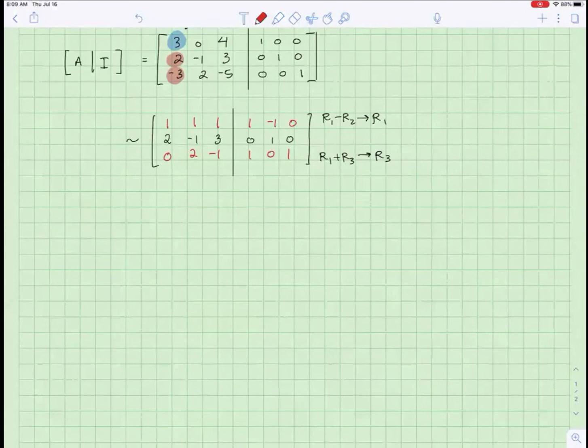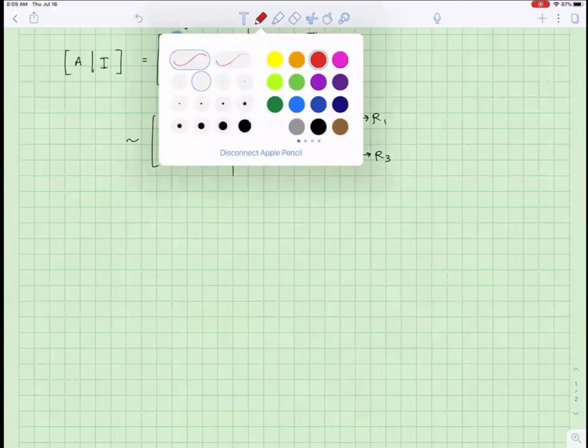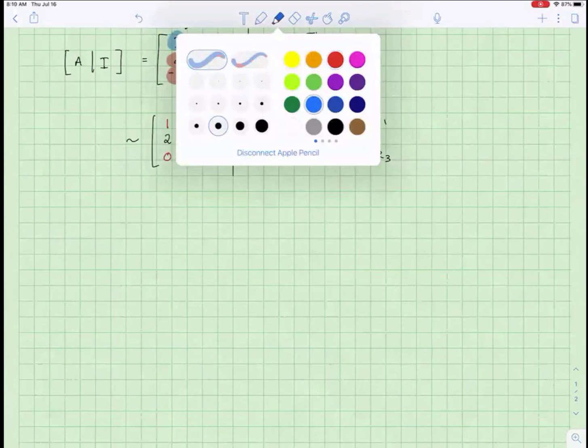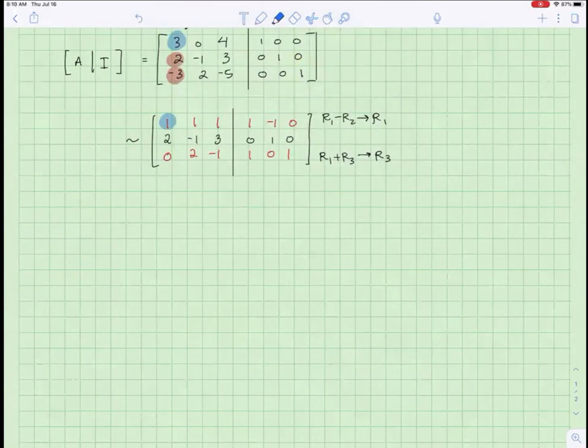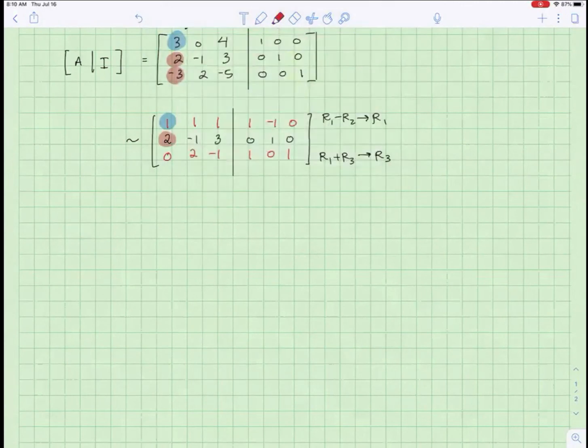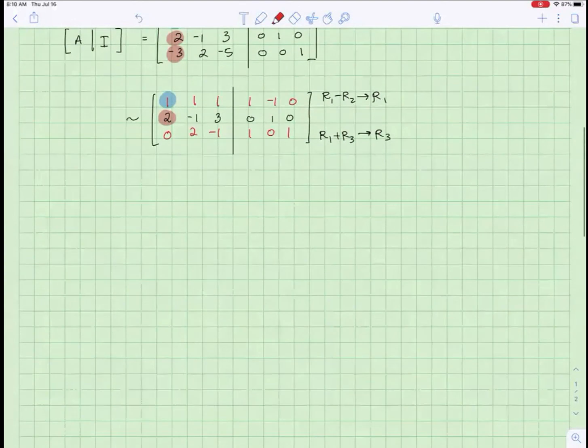So I'm almost done clearing out that column. I still have my main pivot in that first position, and I am still trying to zero out this position below it. So let's do that in our next step.